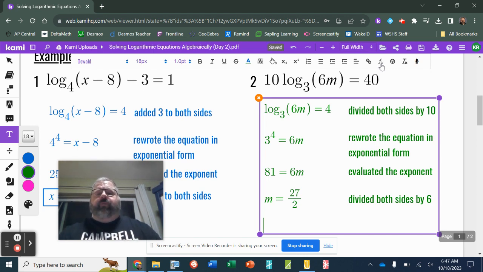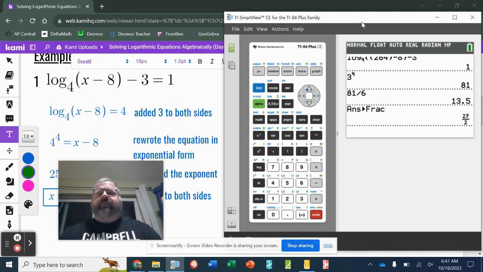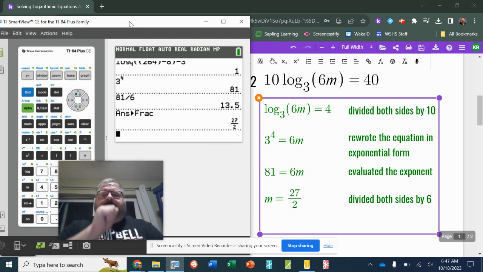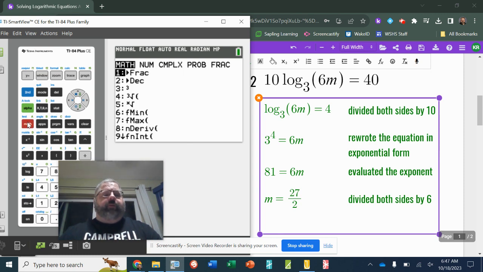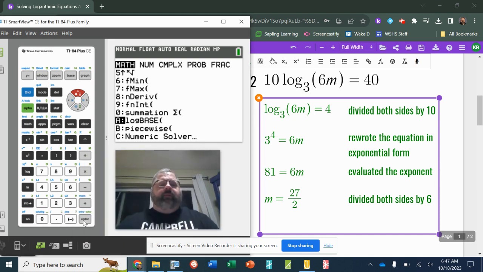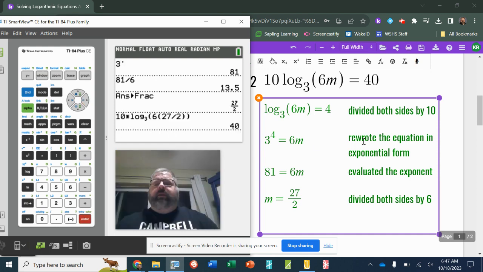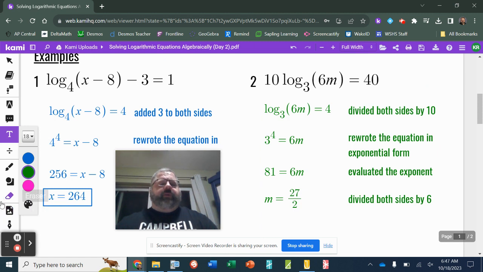We're not quite done yet, because the last thing I need to do is make sure this solution works back in the original equation. I have to check for extraneous solutions. So we got a solution of 27 over 2, or 13.5. So I've got 10 times, and then I need to go to math, go up to option A. There we go. Log base 3 of 6 times, and now I need to put in my value for m. That would be 27 divided by 2, or you could go ahead and put in 13.5. Now, when I press enter, if I get 40, we're good to go. And we did. So that means 27 over 2 is not an extraneous solution.